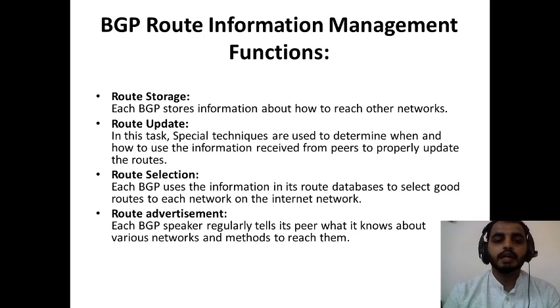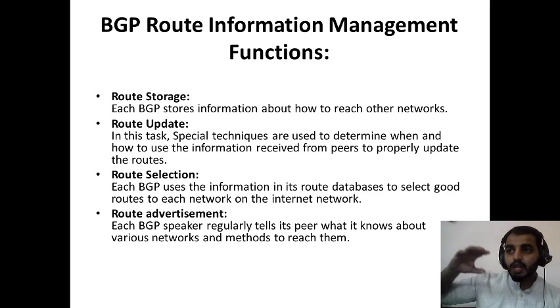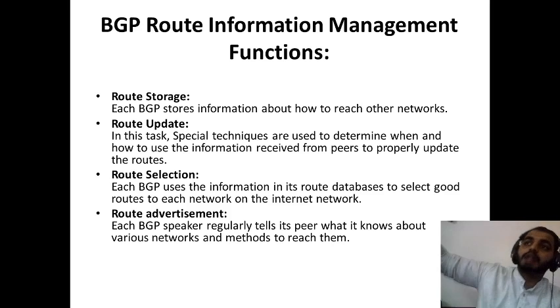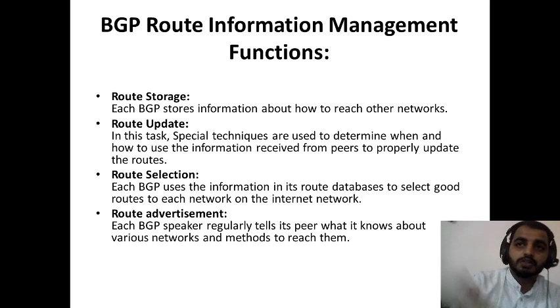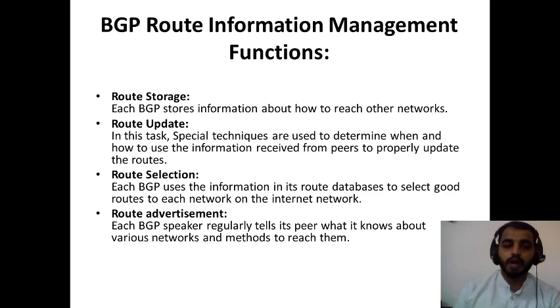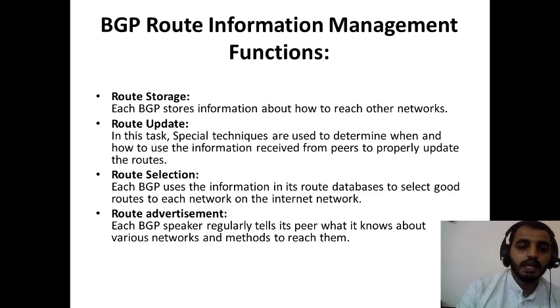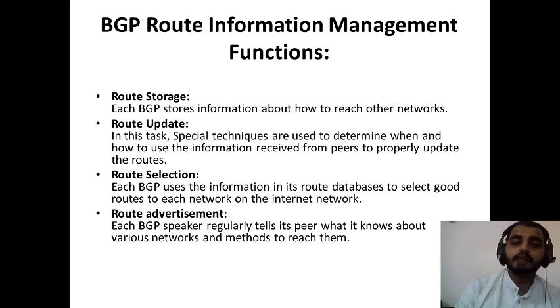So what are they? The first one is route storage. In the sense, each BGP stores information about how to reach other networks. How to reach other networks, in the sense that if you have a network, how you can reach another autonomous network with reference to the route that you have. It will store this with reference to the information that was taken previously.